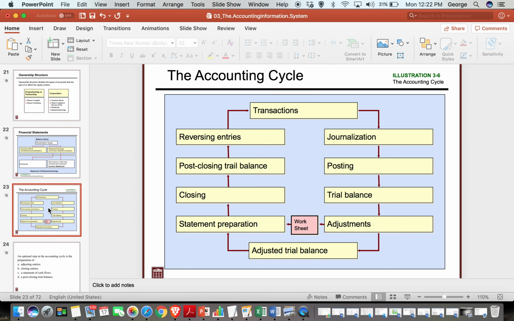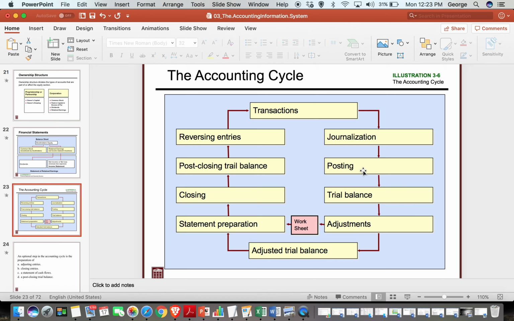All right, this is just an overview of the accounting cycle. So we start with the transaction. It just might be some paper. Here's a receipt. Journalize this. Oh, okay, I received cash for $100 from a customer. He's paying off a receivable.